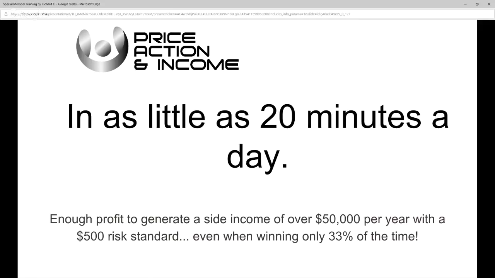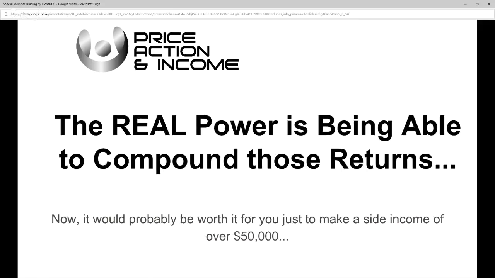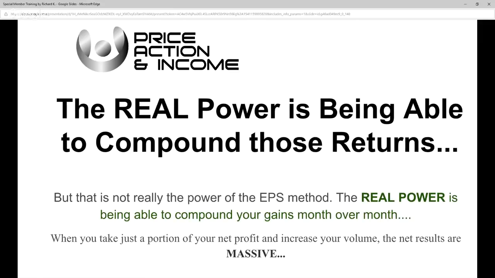But think about it, enough profit to generate a side income of potentially, it's not saying you're guaranteed, but potentially, depending on what your risk is, $50,000 per year with a $500 risk standard, even when only winning 33% of the time. And so again, this is another example of the power of being able to compound those returns. So it would be totally worth it to join the signals and the forecasts if we did a side income of $50,000 a year. However, when you are compounding, it really has massive potential.